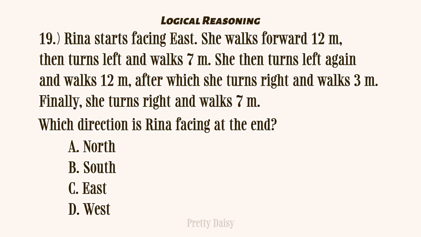19. Rena starts facing east. She walks forward 12 meters, then turns left and walks 7 meters. She then turns left again and walks 12 meters. After which, she turns right and walks 3 meters. Finally, she turns right and walks 7 meters. Which direction is Rena facing at the end? A. North. B. South. C. East. D. West.